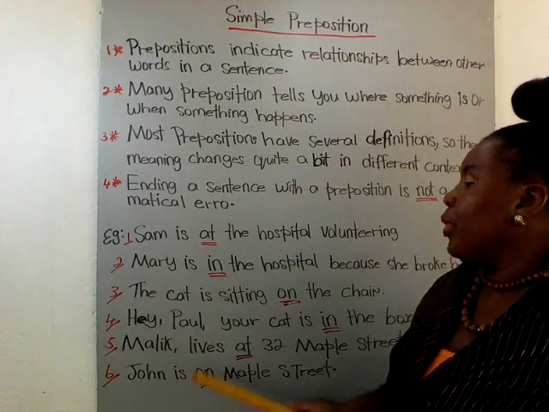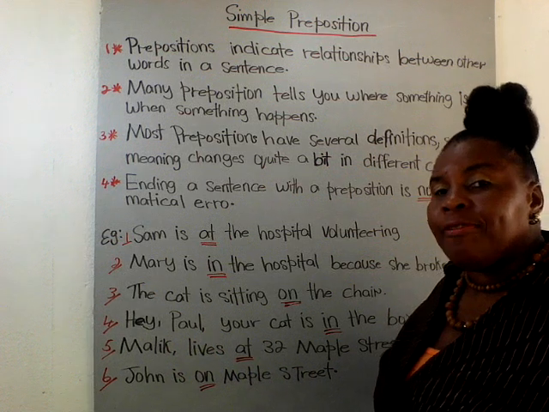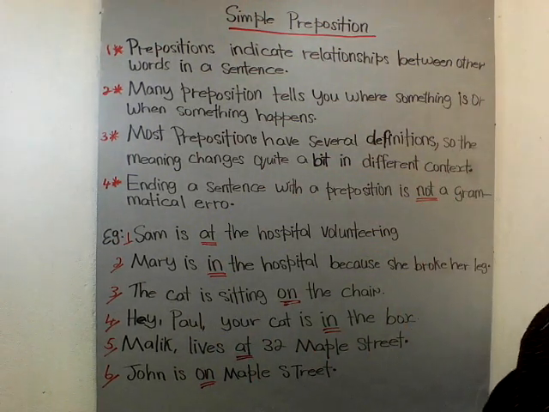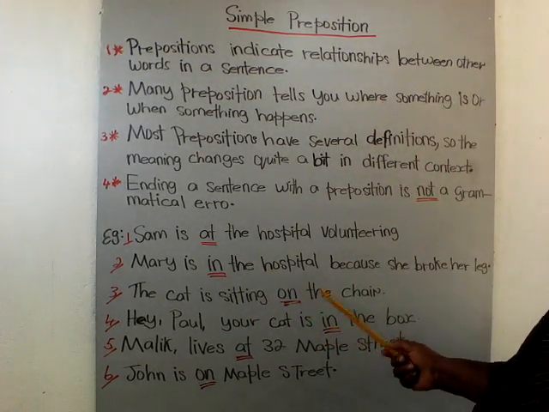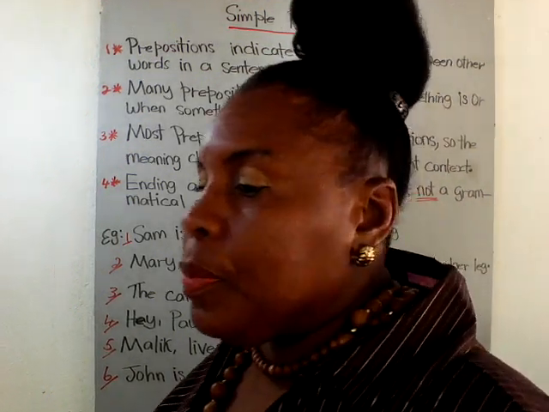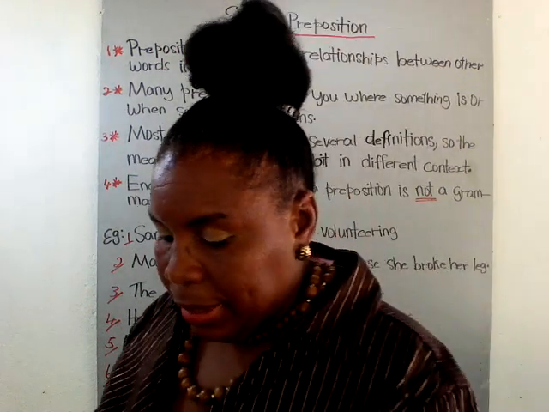3 and 4. The cat is sitting on the chair. Paul cannot find his cat. Paul, your cat is in the box. Now what is the difference between these two? He's sitting on the chair and then he's in the box. So we're going to use this little box here as an example.